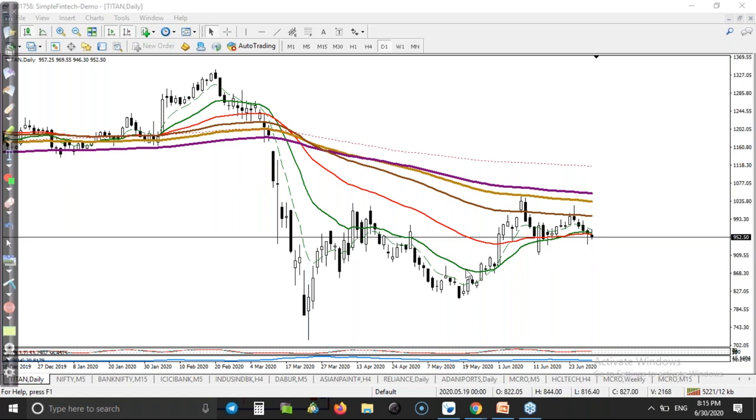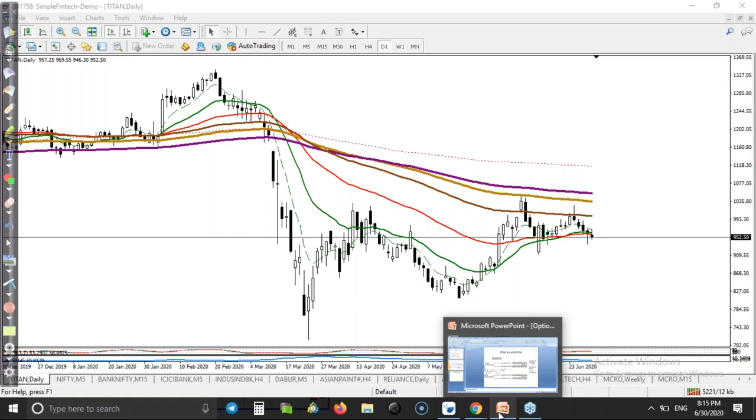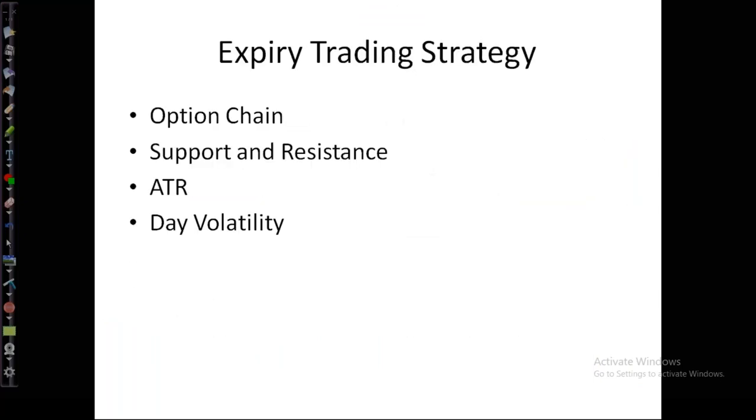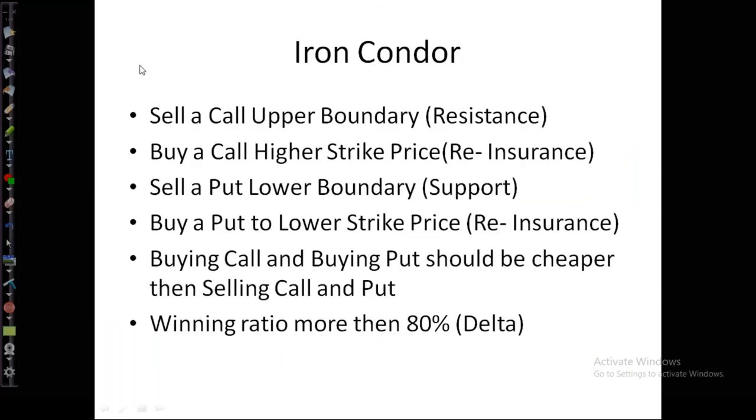Okay. If you see the PPT, it will be complete. Okay, let me show you my PPT. This is the iron condor strategy. Okay, this one, let me explain this iron condor only. I don't think we're going to complete this today. Yeah, this is the iron condor. Let me explain once again iron condor. All right, every strategy we can't cover.